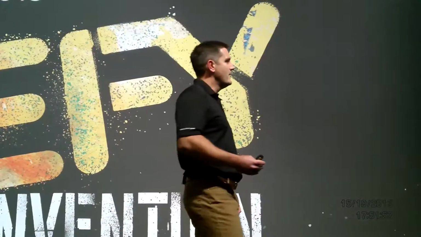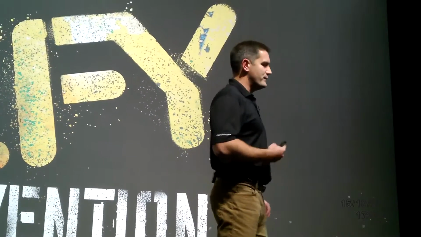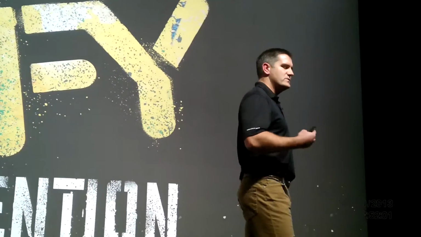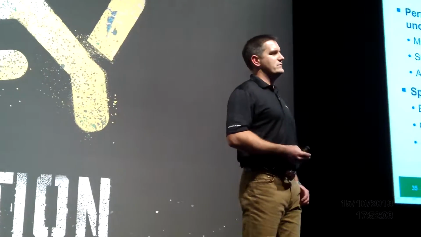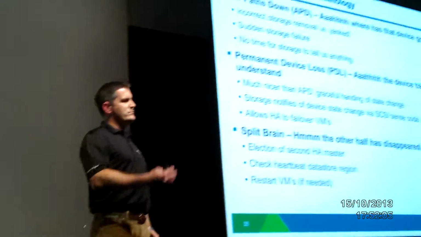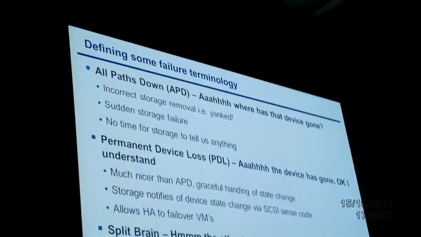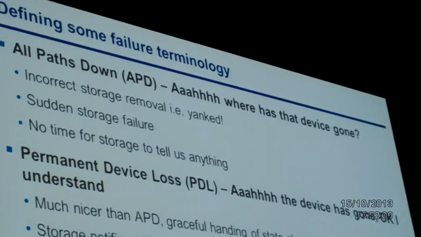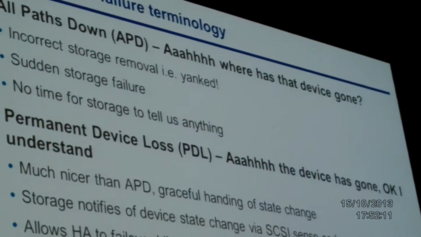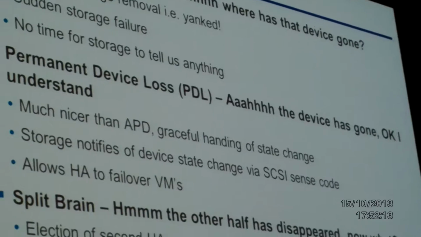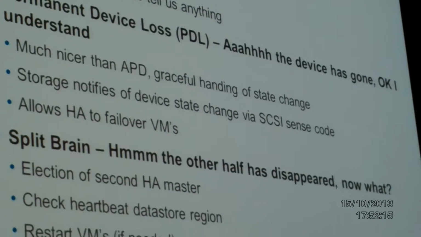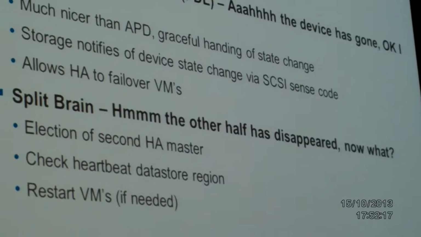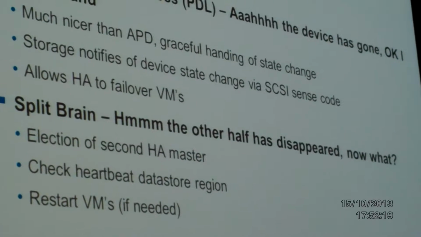We introduced PDL for the failure scenarios where we can receive information back from the storage layer. So if the storage controllers are available, the storage virtualization layer, say from a VPlex or an SVC environment, is available, and devices go offline, we can get a SCSI sense code back from those controllers that says, hey ESX, this device is gone, don't expect it to come back anytime soon.